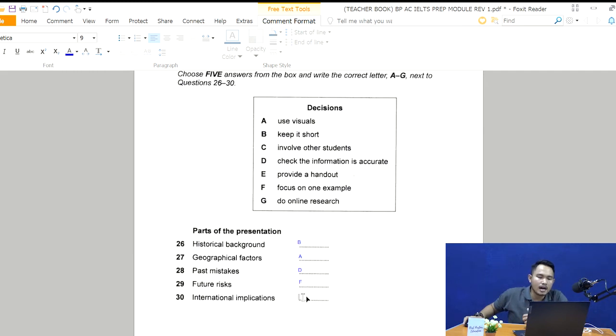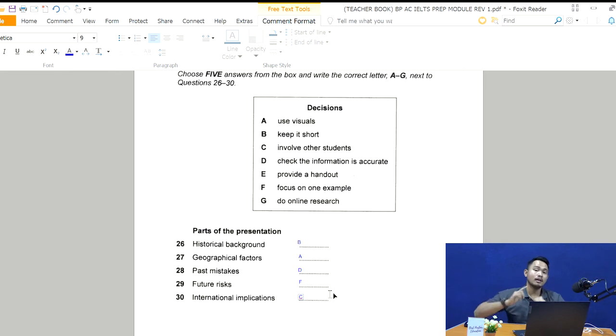International implication, I might say involve the other students, because it is talking about the implication, the possible things that might be happening. So I guess it's much better to just involve other students, to hear what their thoughts are about the particular topic, or what they learned before about the topic itself. Okay, so that would be my best guess.